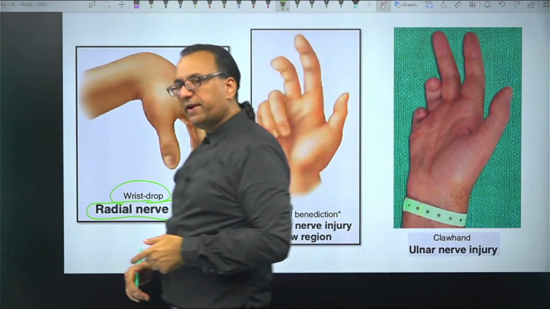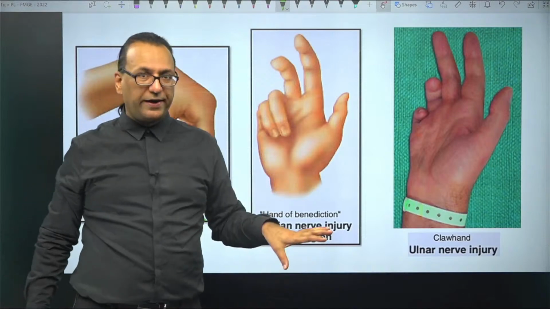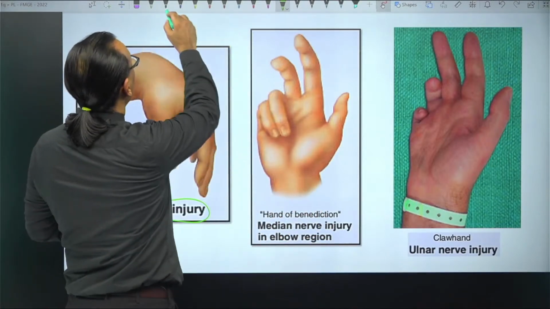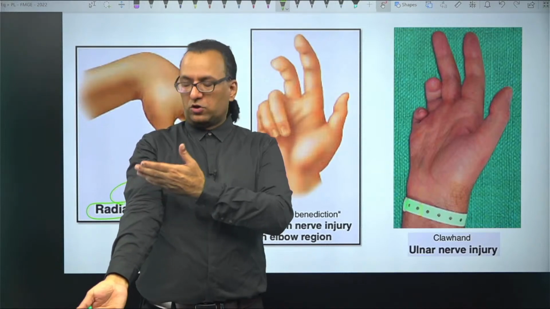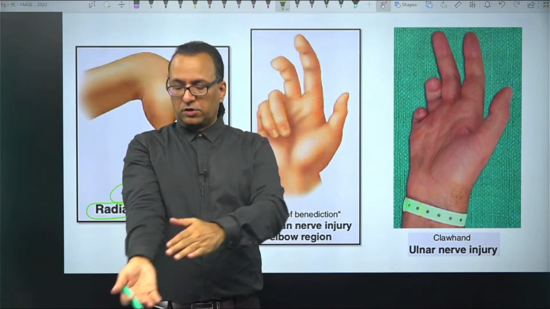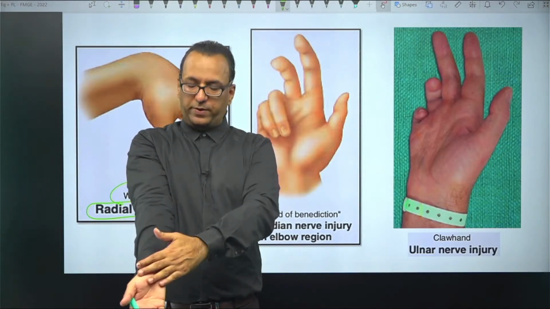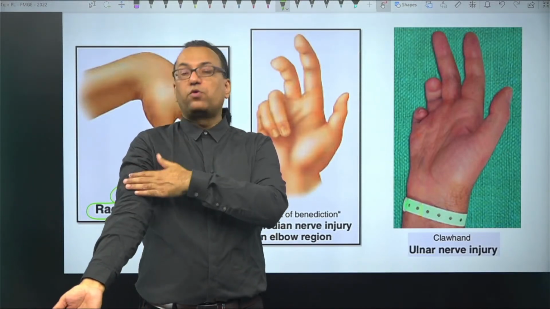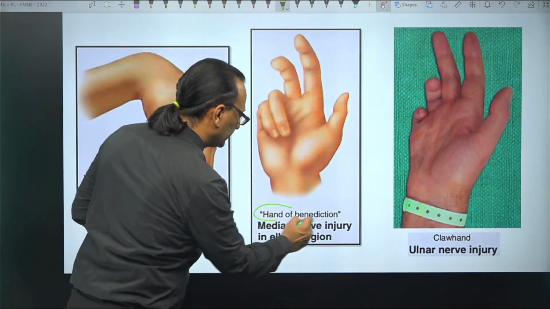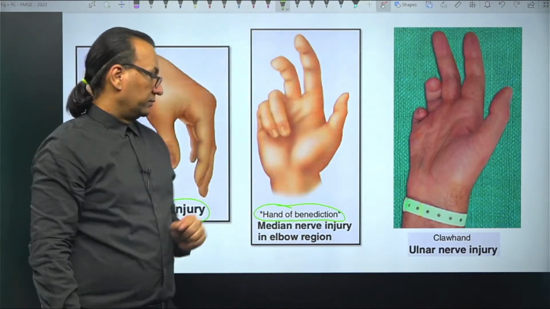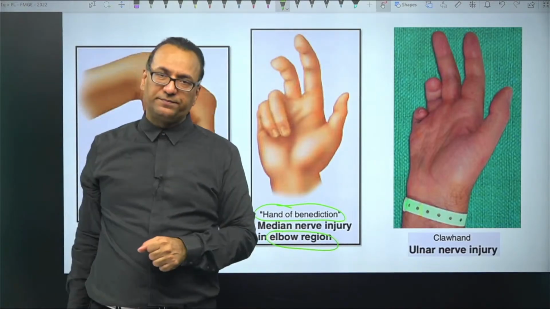What about the median nerve? Median nerve, it depends on where the injury is. Say for example, we were talking about supracondylar fracture, or maybe you can just say median nerve injured at upper level around the elbow joint. So if median nerve is injured at upper level around the elbow joint, you may have what is called as hand of benediction at the level of elbow region. What is hand of benediction?